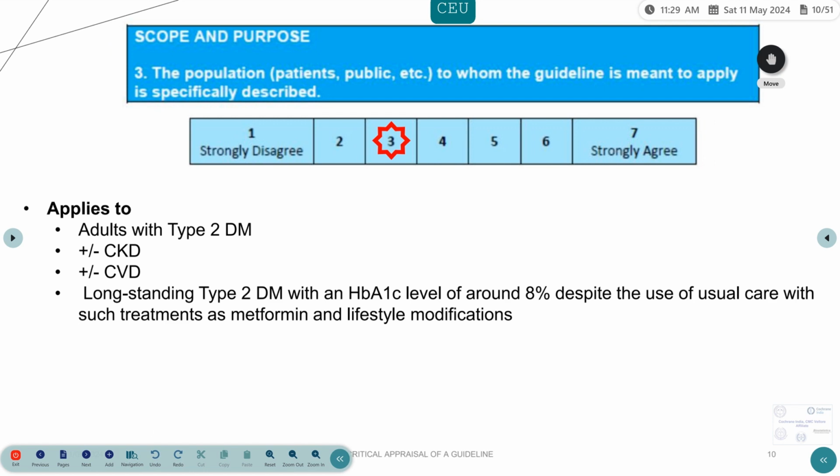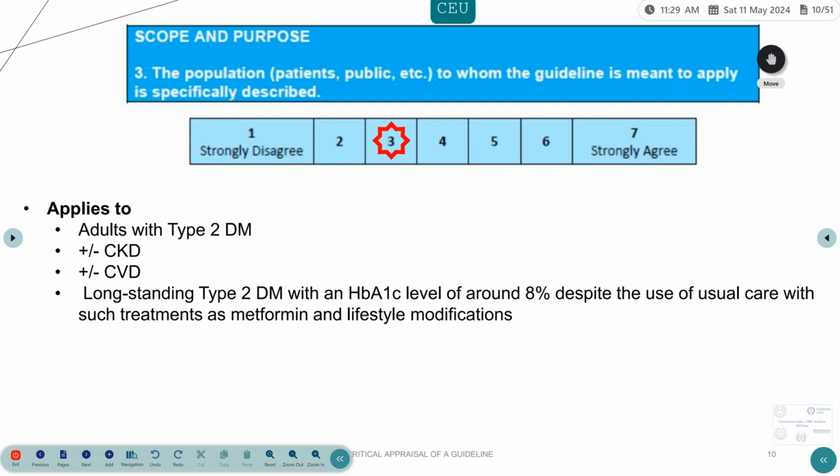The third question is whether the population to whom the guideline is meant to apply is specifically described. I have rated it only 3 because there were some issues I found. They have not mentioned anything clearly as to whom you can apply this guideline to. It's not very clear or concise.